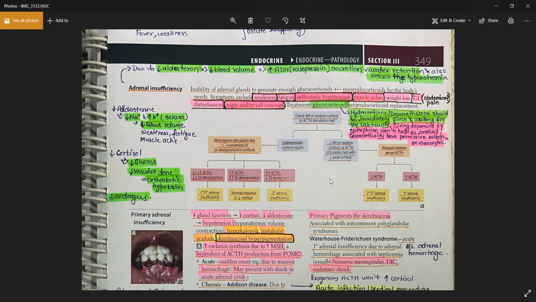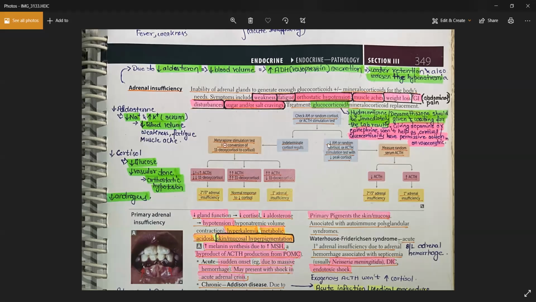Yes. And you check again the random cortisol levels, and you have a decreased random morning cortisol with the ACTH stimulation test showing low cortisol. Then you will measure the serum ACTH levels. If the serum ACTH levels are low, it would mean a secondary or tertiary deficiency. If you have a high ACTH, that means it would be primary adrenal insufficiency.